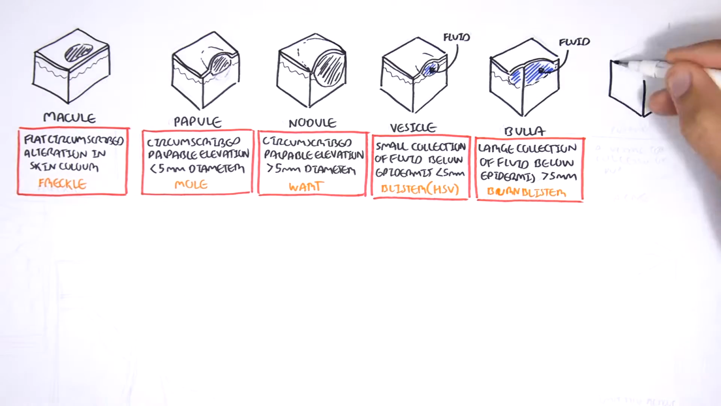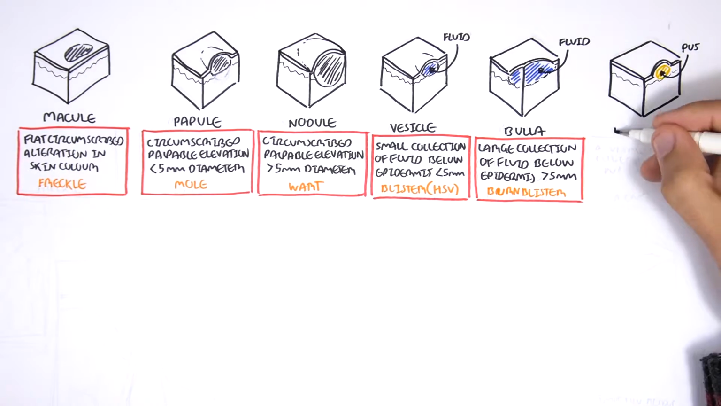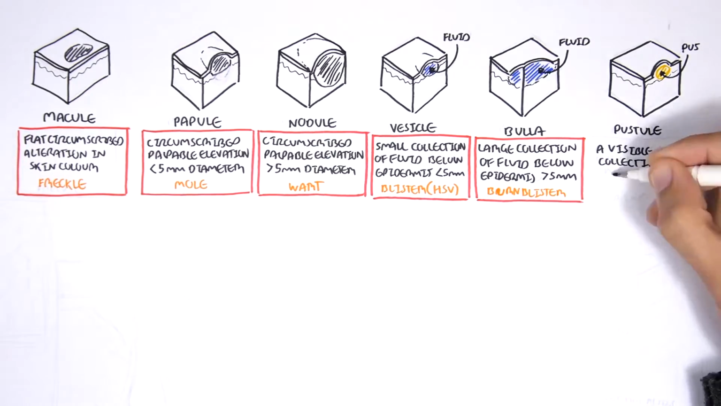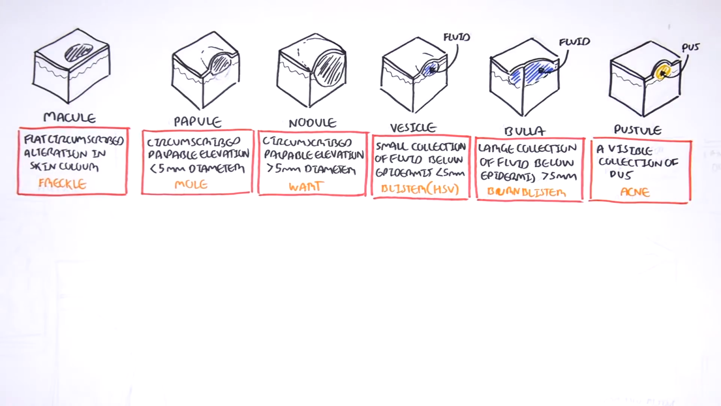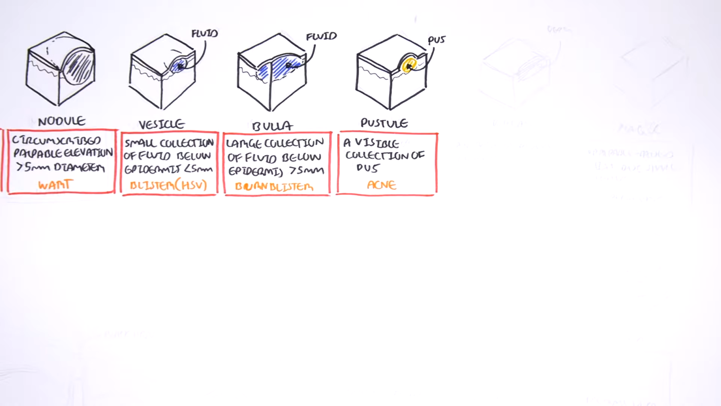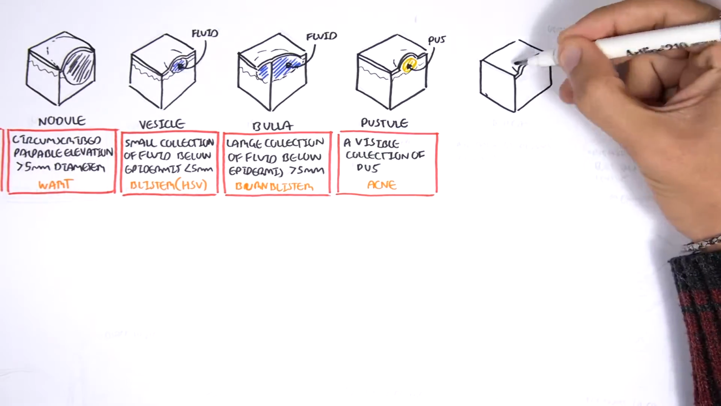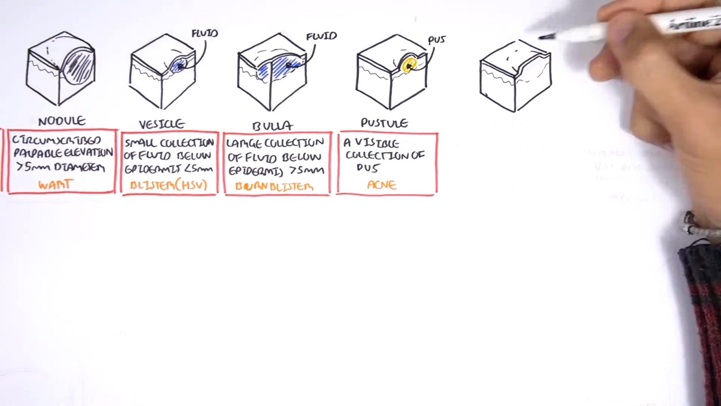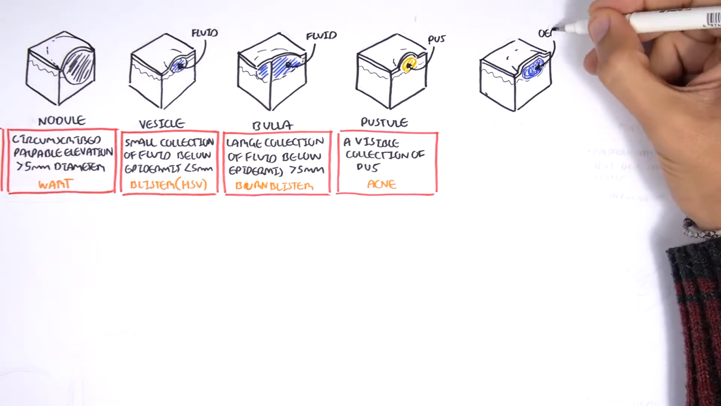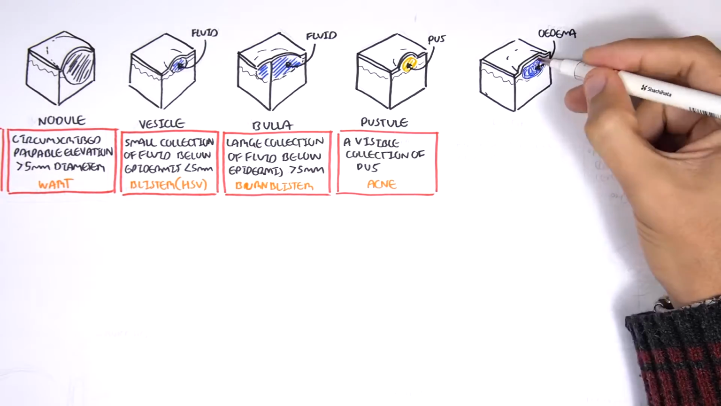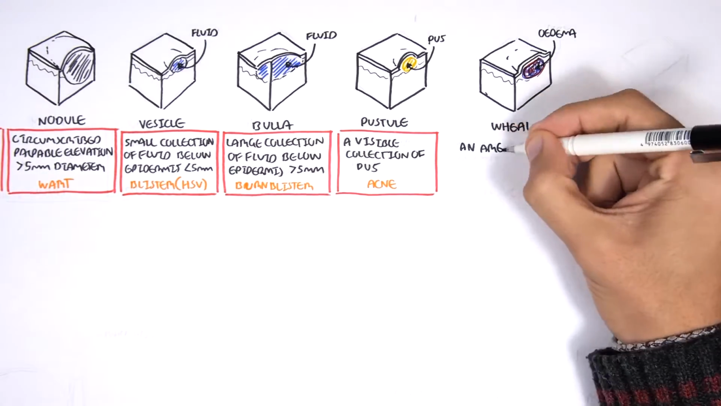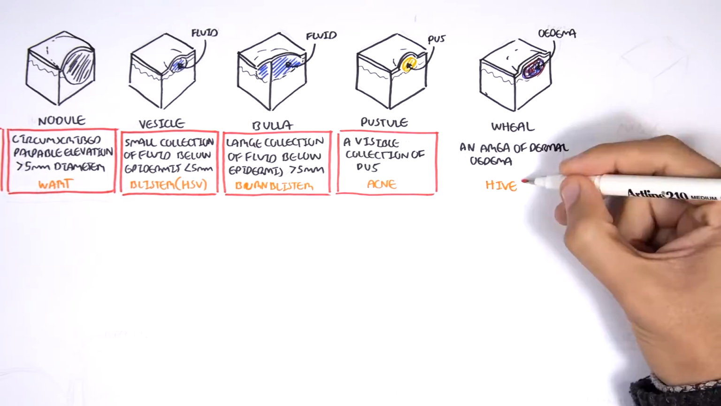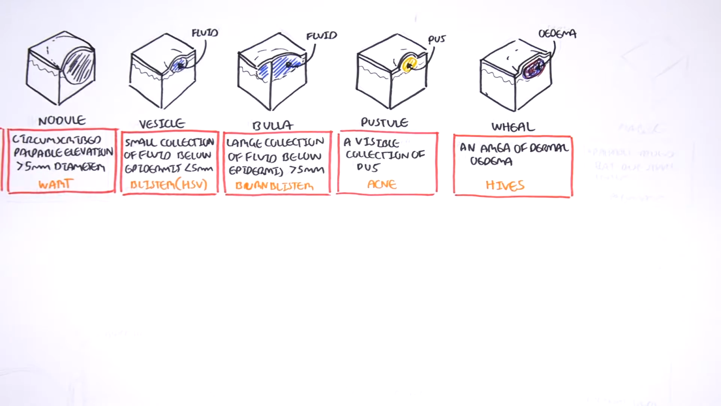A pustule is a visible collection of pus. A pustule can be acne, for example. A lesion can also contain fluid within the dermis layer, not the epidermis, but the dermis. This is known as a wheal. A wheal is an area of dermal edema. An example of a wheal condition is hives, which is an allergic reaction.